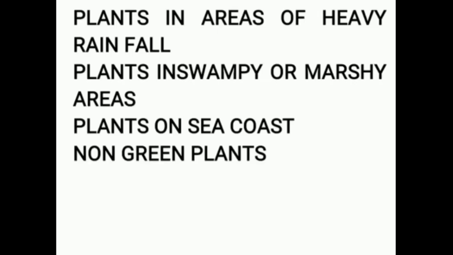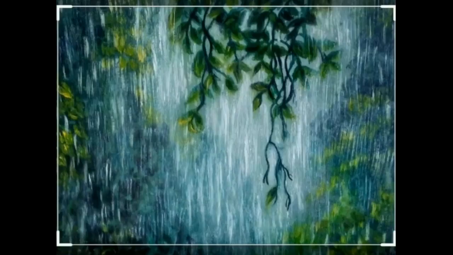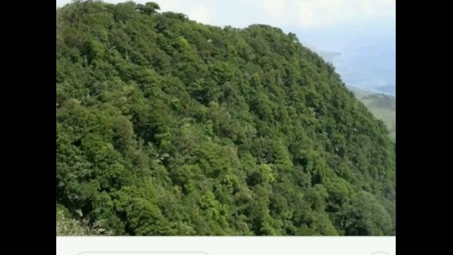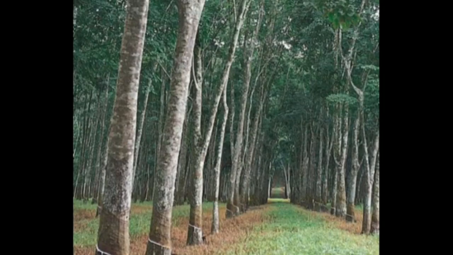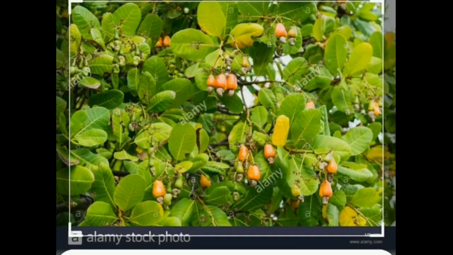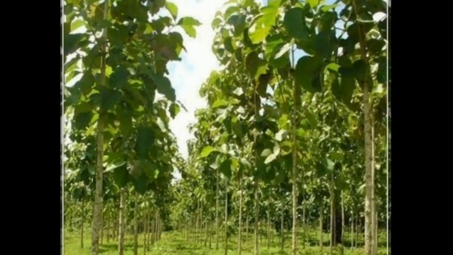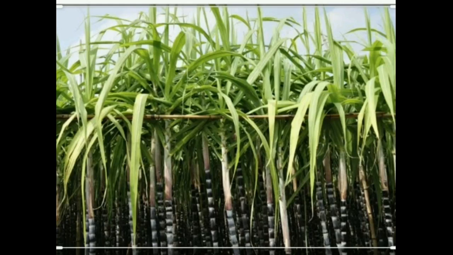Plants in areas of heavy rainfall. In these areas, we see a sharp contrast because water is abundant. Trees have a lot of leaves. They remain green throughout the year. Hence they are called evergreen trees. Example, rubber, cashew, pepper, teak, coconut, sugarcane, etc.